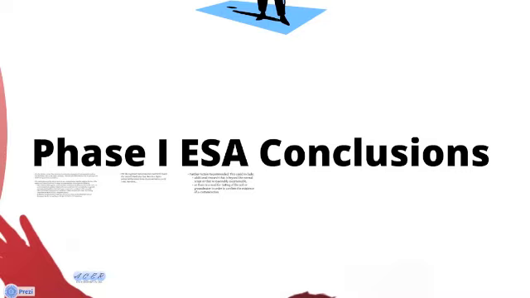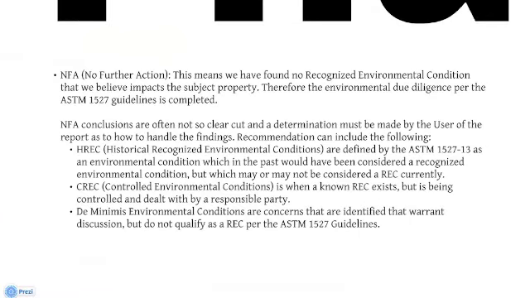We can choose from the following. In most cases, if no further action is recommended, we believe that no contamination exists at the property. No further actions may also include qualifiers such as HREC, Historical Recognized Environmental Conditions, defined by the ASTM 1527-13 as an environmental condition which in the past would have been considered a recognized environmental condition, but which may or may not be considered a REC currently.